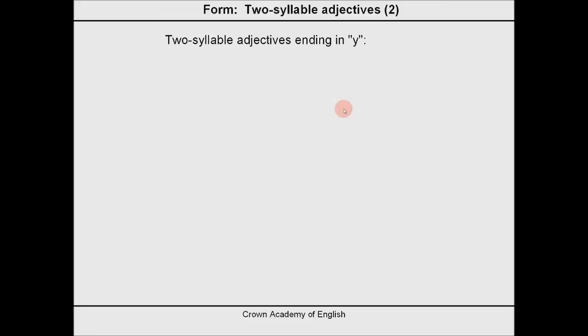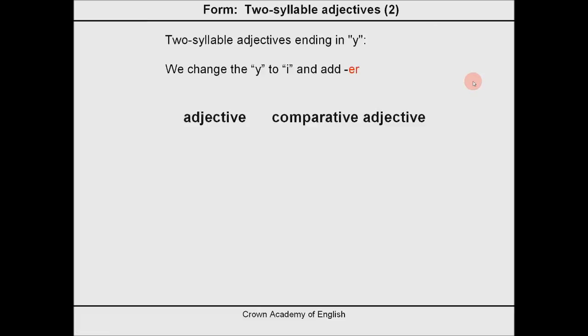Two-syllable adjectives ending in the letter Y. Well, we change the Y to an I and then we add ER. Busy, busier. So we change this letter Y to an I and add ER. Easy, easier. Funny, funnier. Happy, happier.